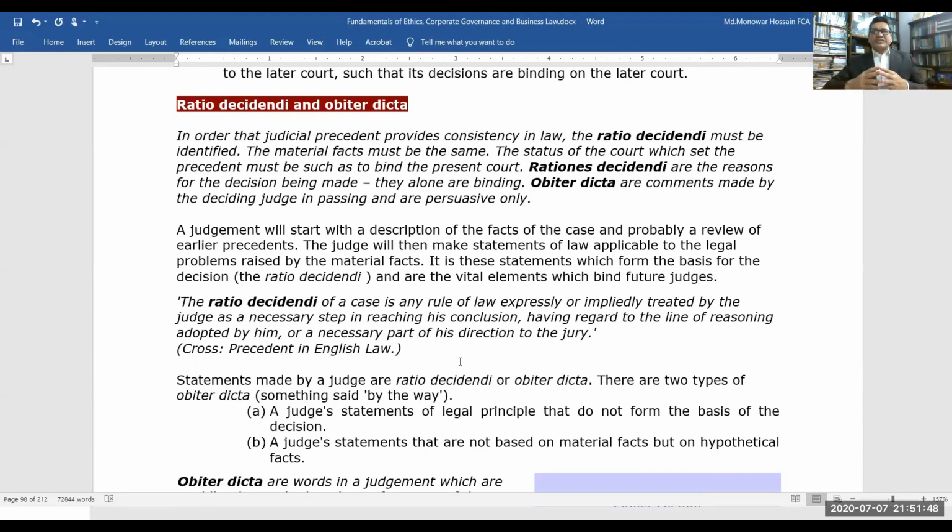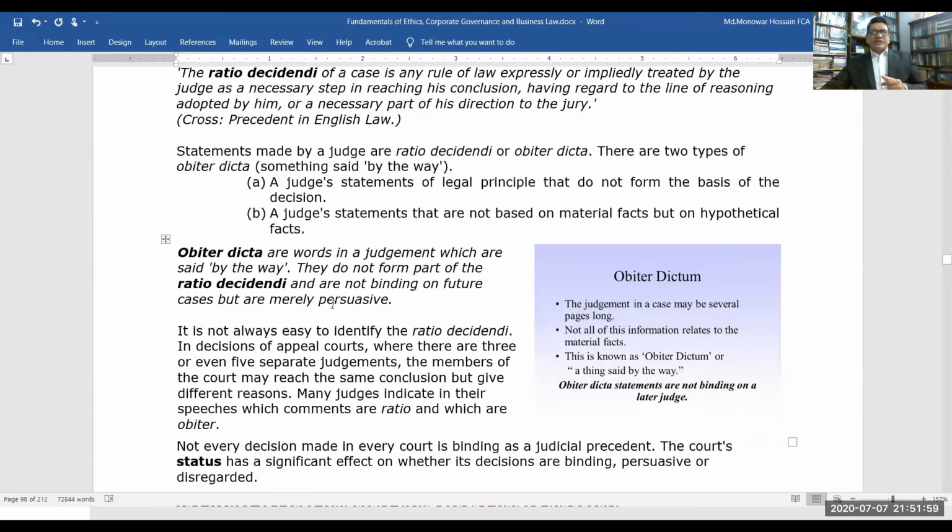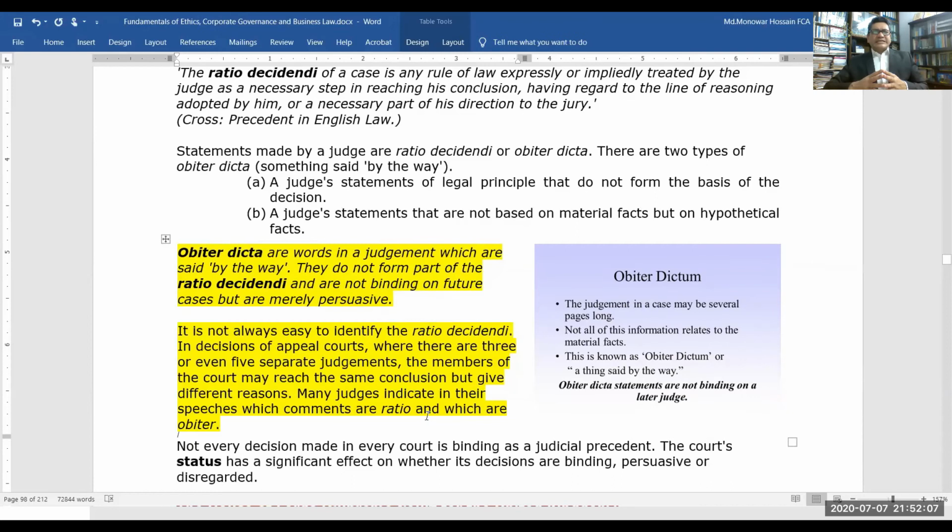In order to apply judicial precedent, for consistency in law, the ratio decidendi must be identified, and also obiter dicta, if you see, are words in a judgment which are said by the way. If you see the right side here, look, the judgment in a case may be several pages long, and not all of this information relates to the material facts. This is known as obiter dicta, or the things said by the way.